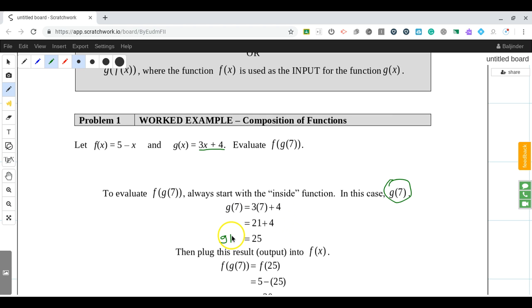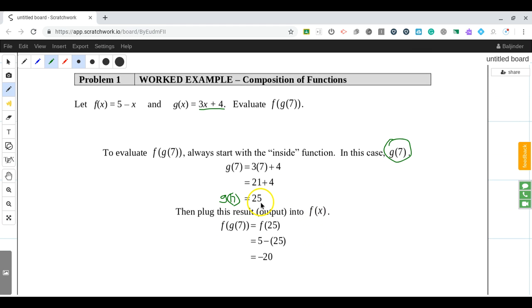And that's supposed to be parentheses. So g of 7 is 25. Now you put that 25 into the f function. So remember, this whole thing is 25. So now you're going to replace g of 7 with 25 like they did over here. And then you're going to use the f function. The f function is basically 5 minus x. And you're going to replace x with 25.